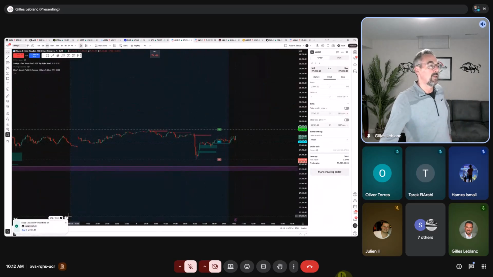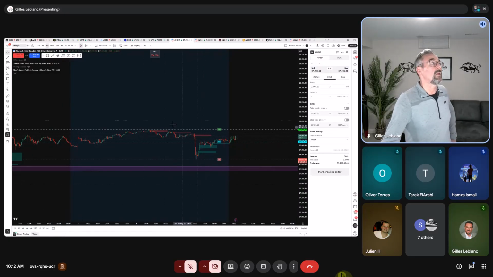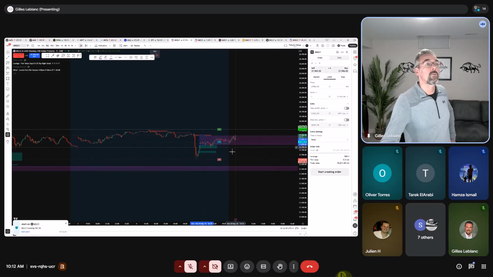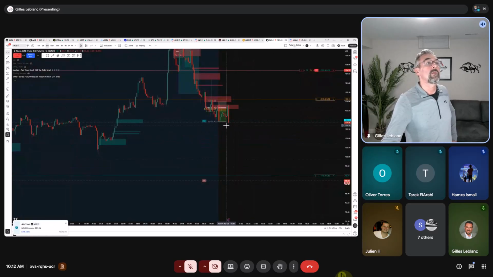MNQ is very, it's in a range right now. This is a very interesting range. On the 5-minute here, we've got a range. So it seems to be breaking out of this range. There's the alert on MCL. Here it's going down. Sorry, Tarek, for your trade.